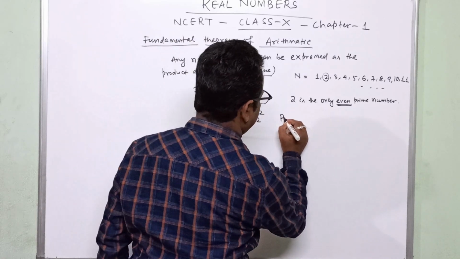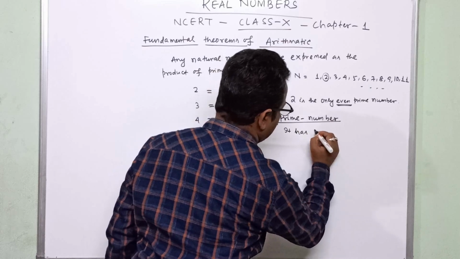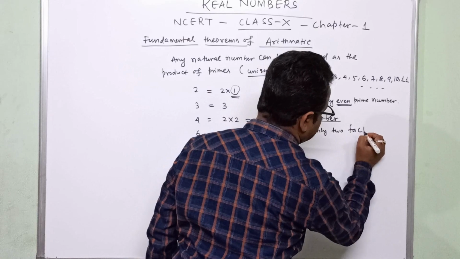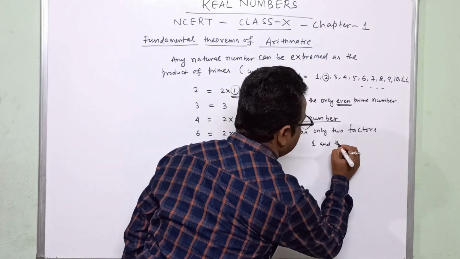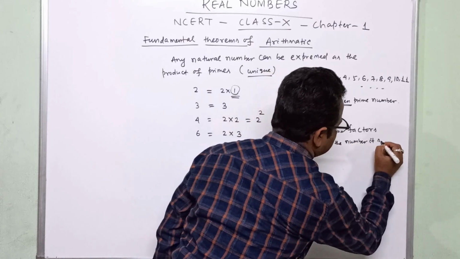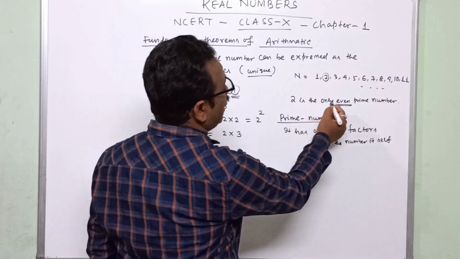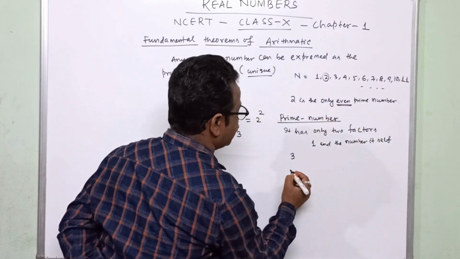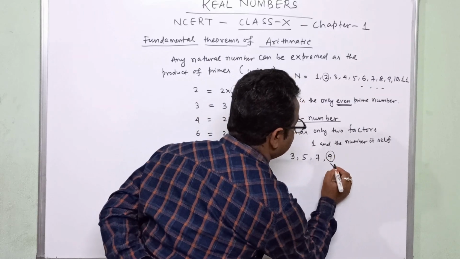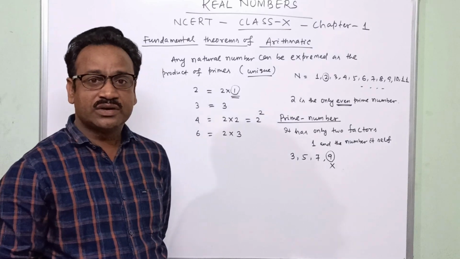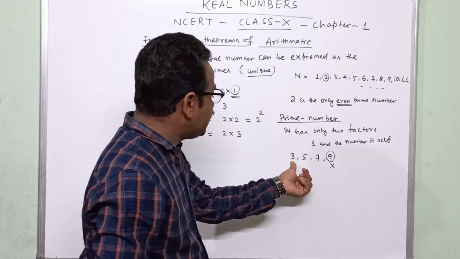Now, what is a prime number? A prime number has only 2 factors. What are the two factors? 1 and the number itself. 1 is a factor of all, so we are not considering 1 a prime number. Now, 2 is the only even prime number. 3 is a prime number, 5 is a prime number, 7 is a prime number, 9 is not prime. Why not? Because 9 is 3 into 3. You might think of writing odd numbers 3, 5, 7, 9, 11, but no, not like this. 3, 5, 7, not 9.